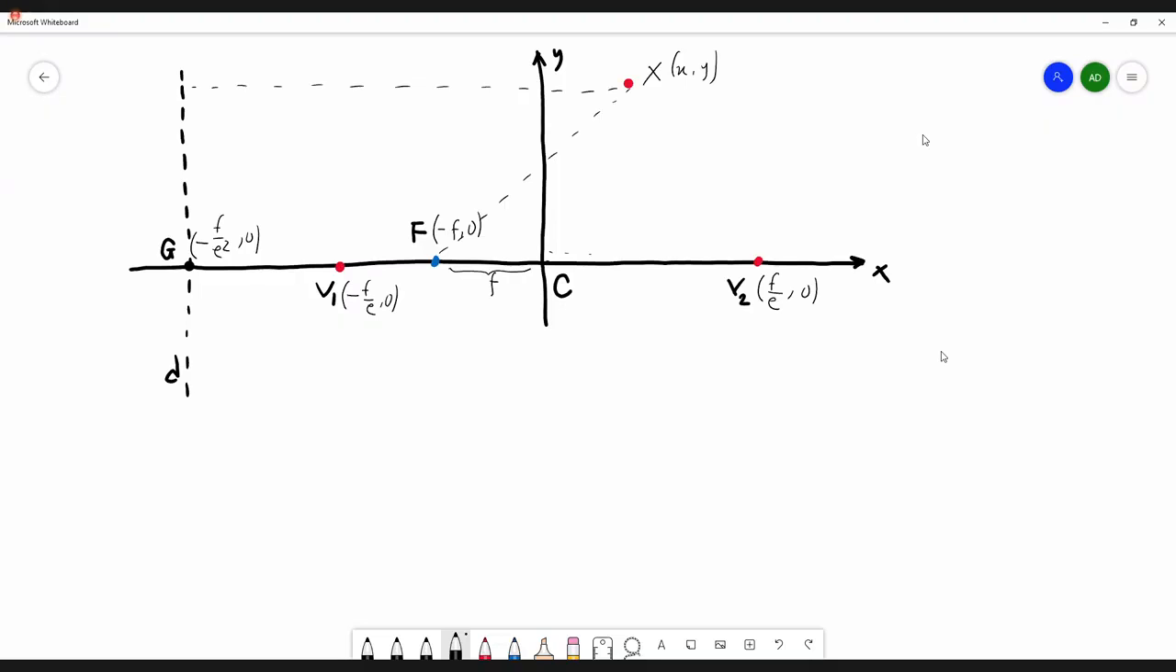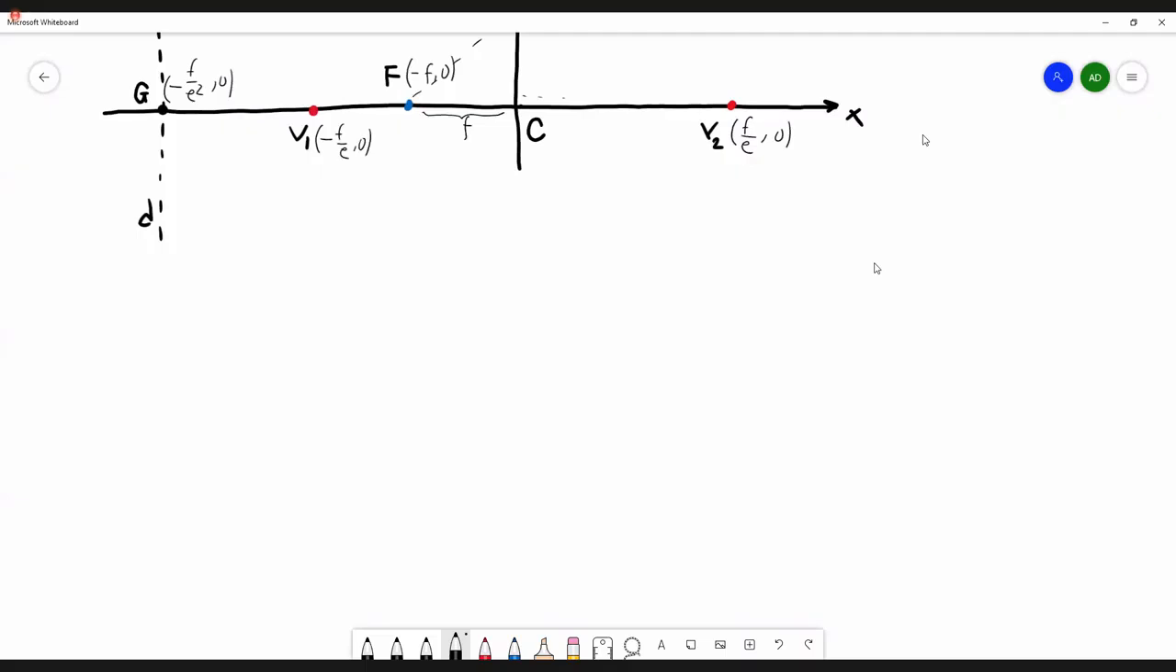Now, the point X is on the ellipse. X is on the ellipse implies that XF is equal to e times XD.